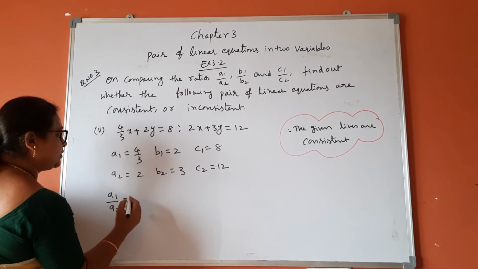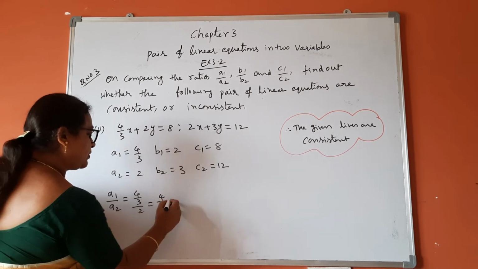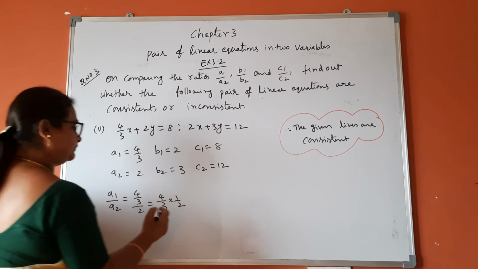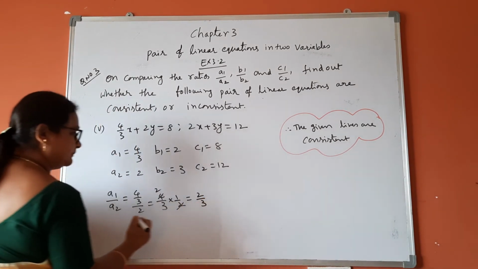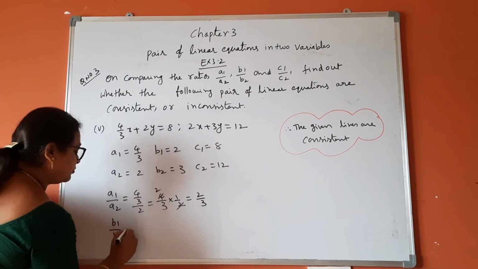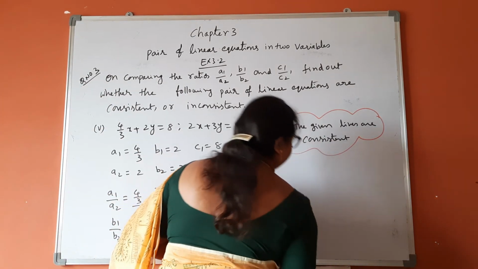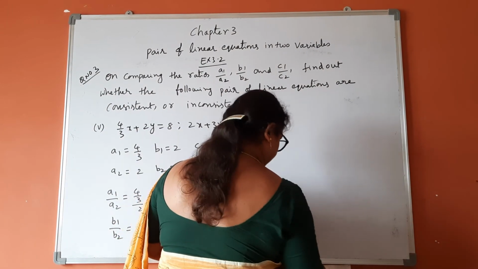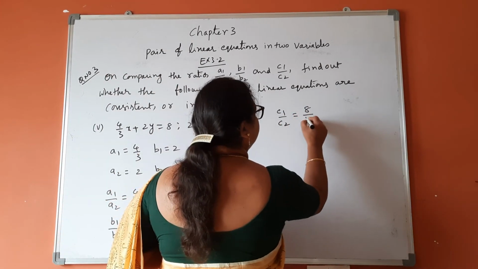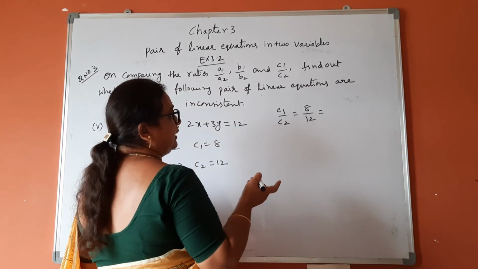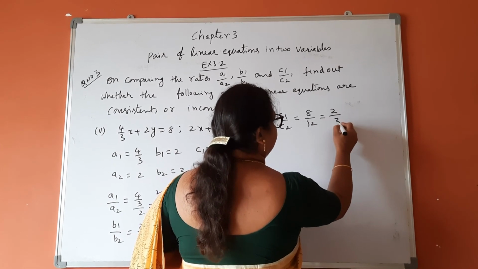A1 by A2 is equal to 4 by 3 by 2, which is nothing but 4 by 3 into 1 by 2. 2 in 4 it will go 2 times. So that is 2 by 3. B1 by B2 is equal to 2 by 3. C1 by C2 is equal to 8 by 12. You can cancel 4 times. So in 8 it will go 2 times and in 12 3 times, 2 by 3.